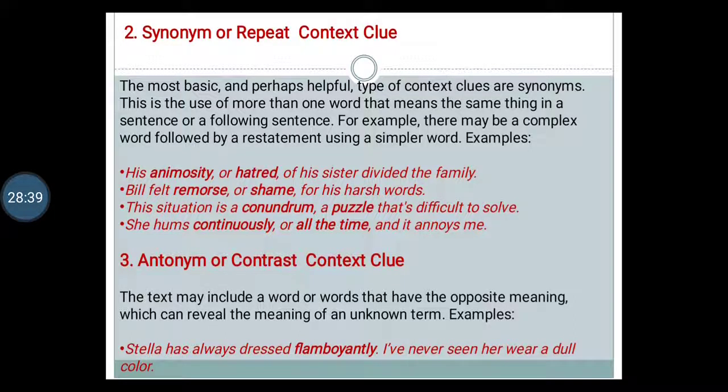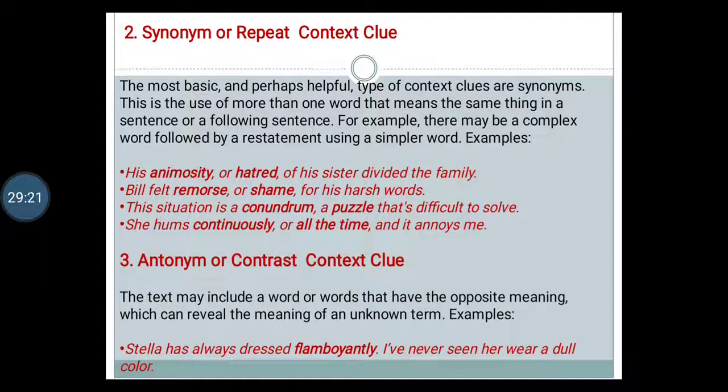Simple. Okay. Bill felt remorse or shame for his harsh words. Shame means the same thing as remorse. Okay. This situation is a conundrum, a puzzle that's difficult to solve. Puzzle is what conundrum means, an easier explanation. Okay, the situation is a puzzle that's difficult to solve. She hums continuously or all the time, and it annoys me. All the time is a phrase which is used to replace the word continuously.